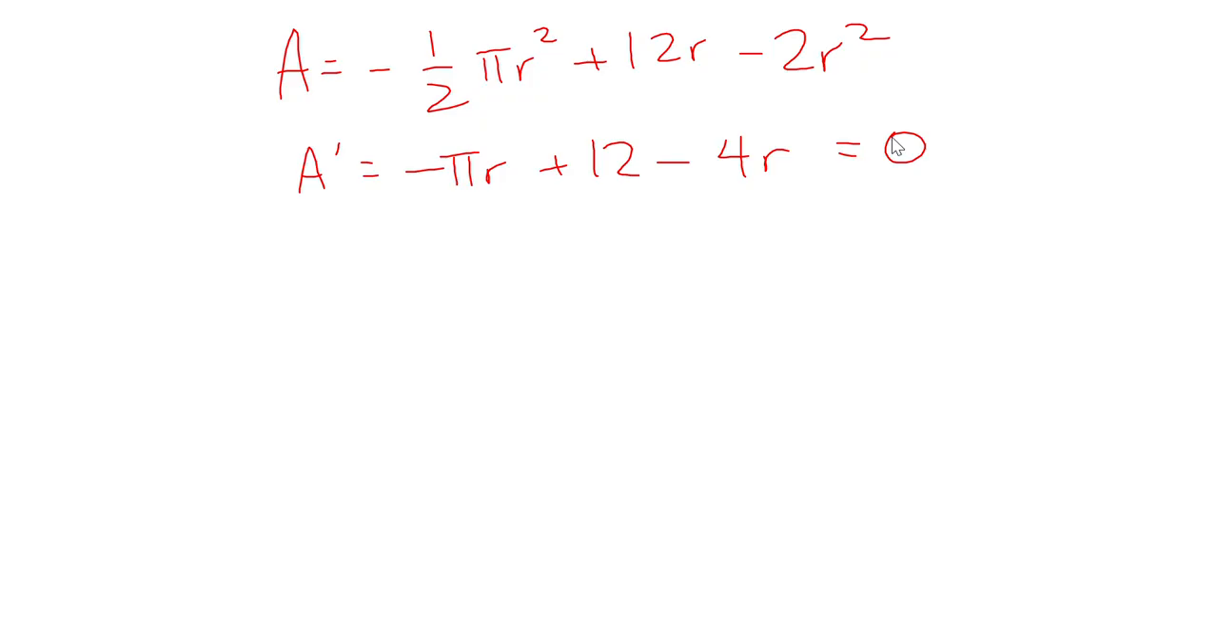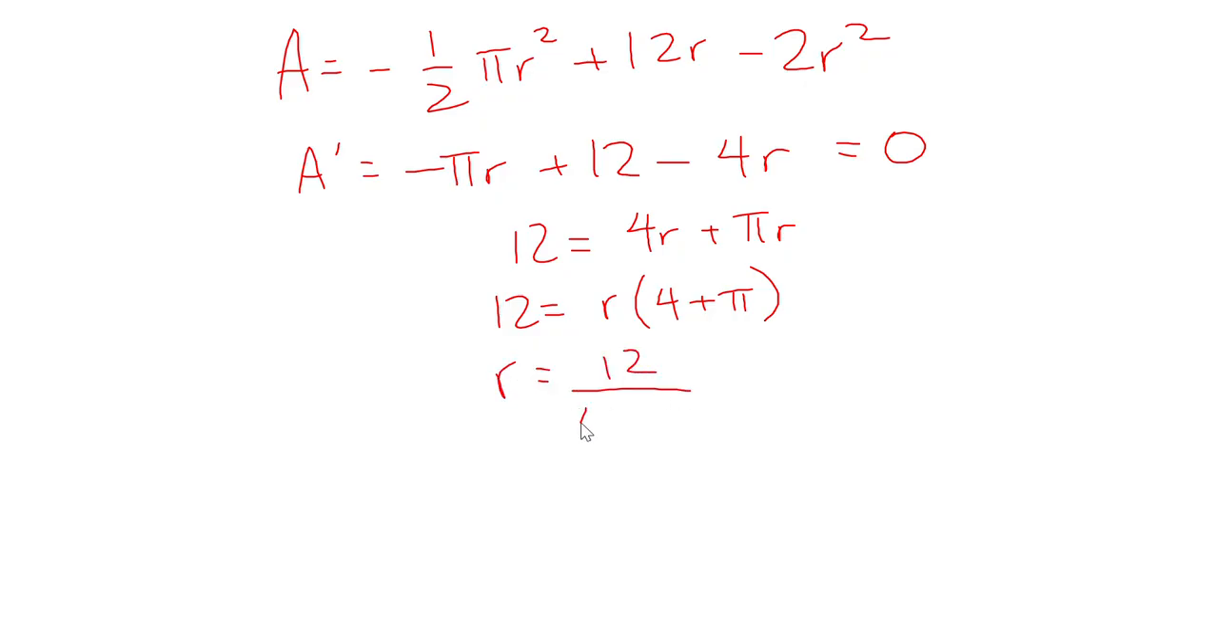To set that equal to 0, it seems like the best thing to do would be to add the 4r and the pi r to the other side. So we have 4r plus pi r over here. And to solve for r, we just need to factor out the r. And we have 12 equals r times 4 plus pi, where r is equal to 12 over 4 plus pi. Okay?